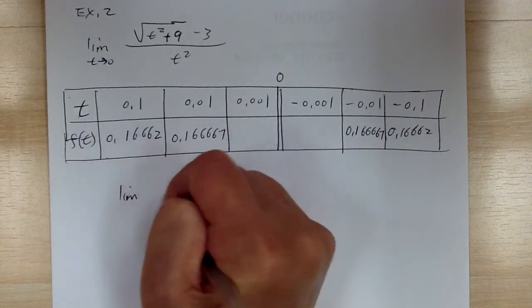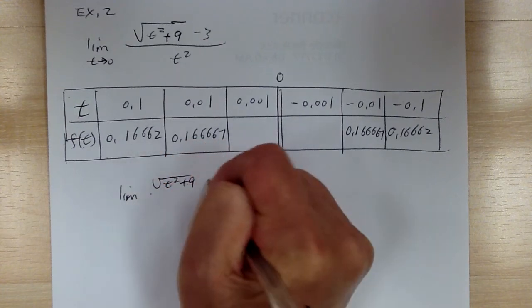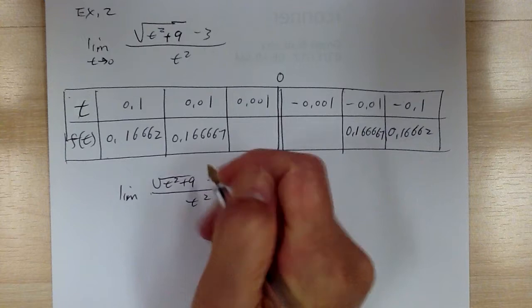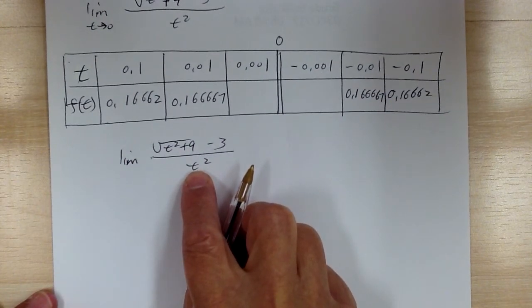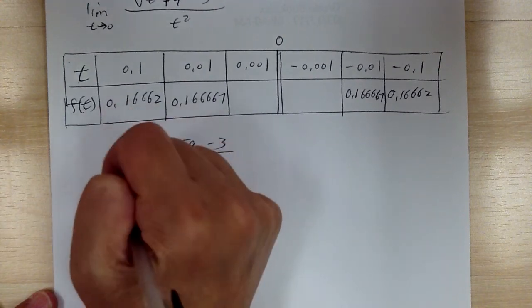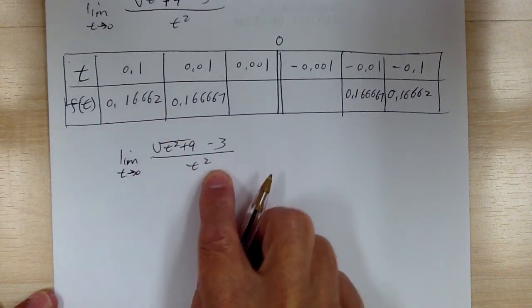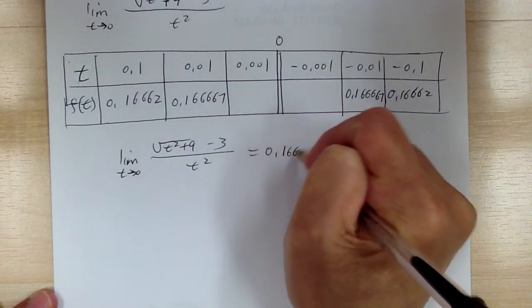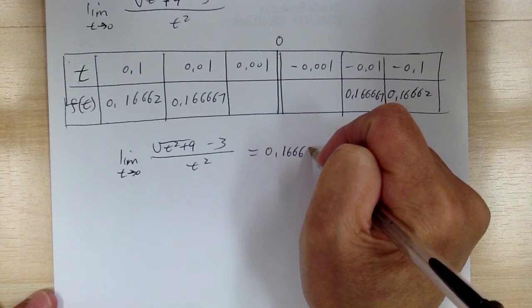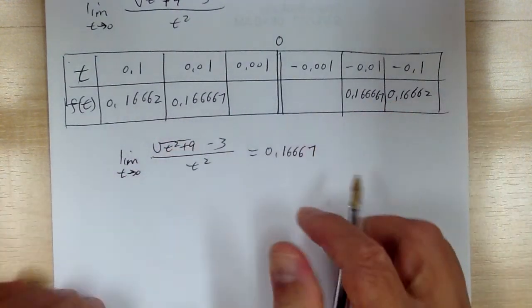So you can see that the limit of the square root of t squared plus 9 minus 3 over t squared, again, you cannot evaluate by making t equal to 0. But if you let t get closer to 0, this approaches 0.16667. If you round it off, that's fine. Okay, and that's it.